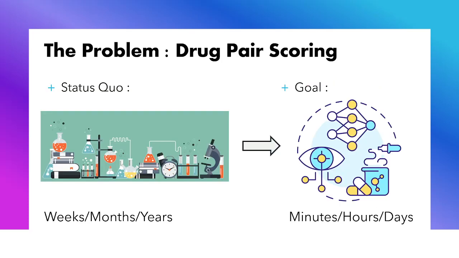So the problem is that as it is now, most of the drug pair scoring occurs in labs. It has to be physically done to get an outcome. So the goal with ChemicalX is to find a way to reduce that to, probably maybe, mere minutes or hours with a deep learning model. If the deep learning model is good enough to classify the interactions between drugs, then this can become a much faster process, potentially saving lives, and making the world a better place.